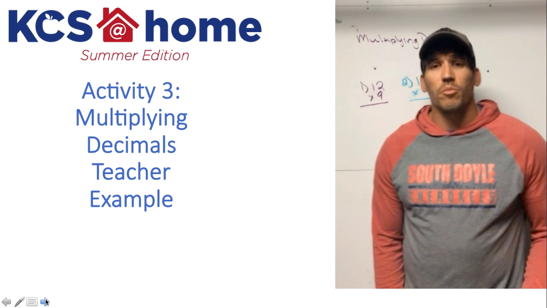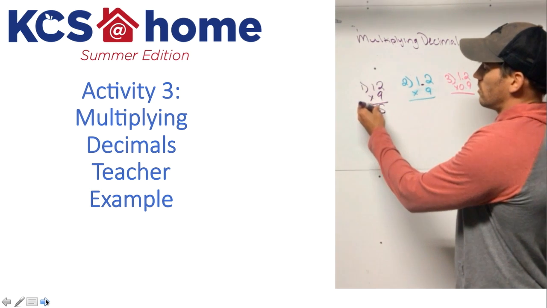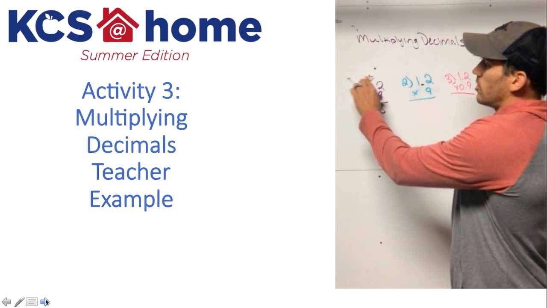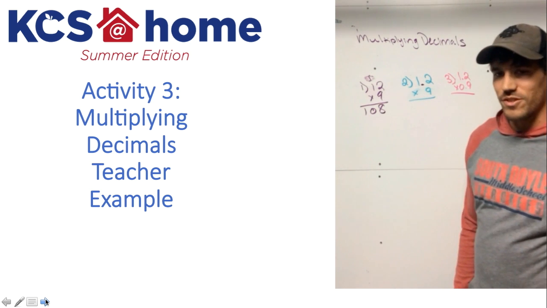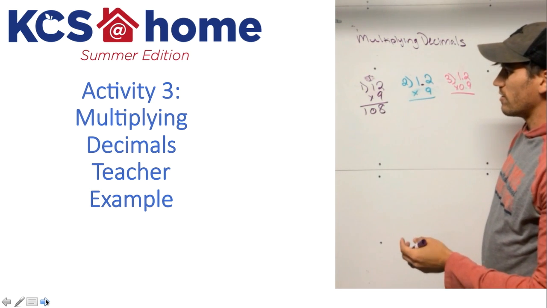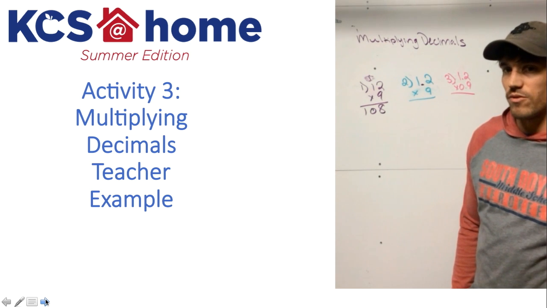For example, look at the problem 12 times 9. Now this is a math fact, so I should know my answer is 108, but just in case, 2 times 9 is 18, 1 times 9 is 9, plus that carried 1 would give you 10.